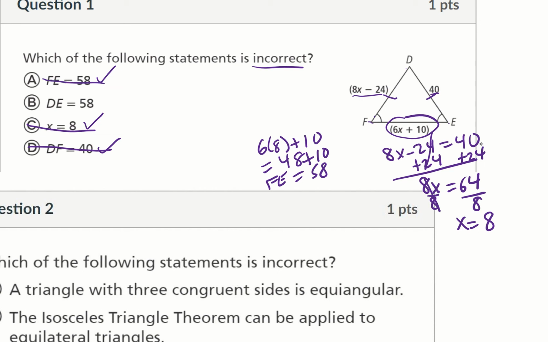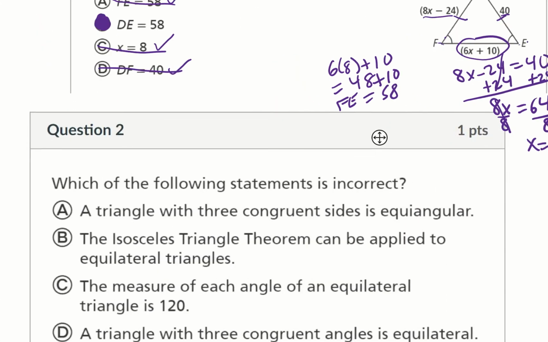I wanted to go through this entire process to eliminate those answers and show you how to solve for x. But we can clearly tell that B is the incorrect one, because DE is actually 40 and not 58. So you could easily have picked this answer. However, I wanted to show you the process of eliminating the other answers, because I want you to see how you would solve for x. So let's look at the next question.